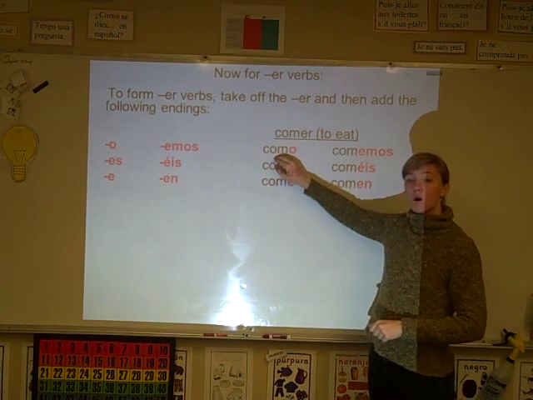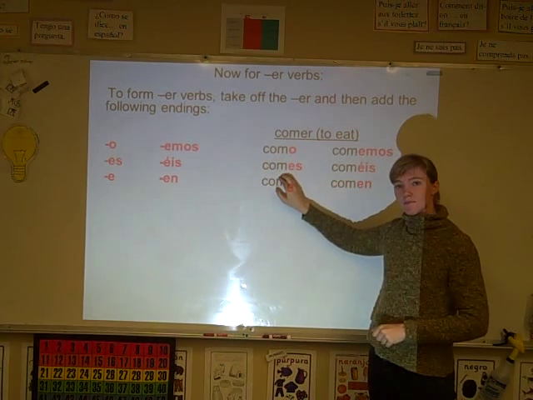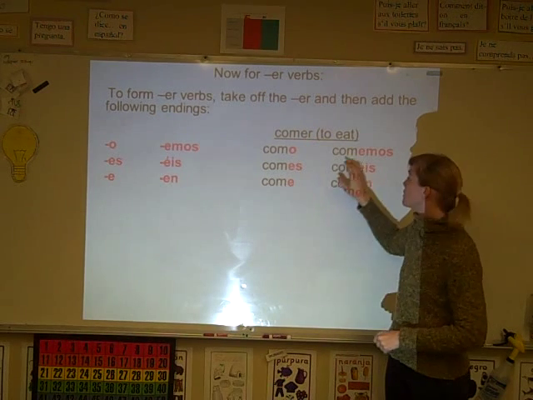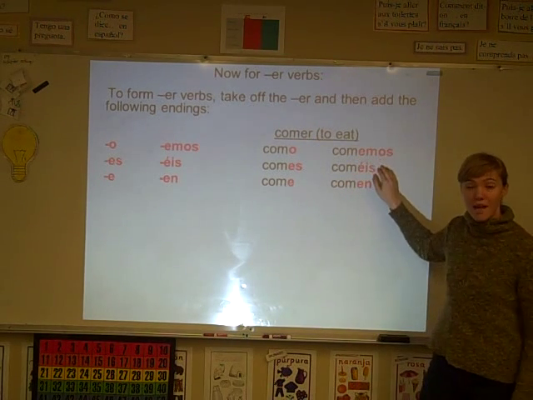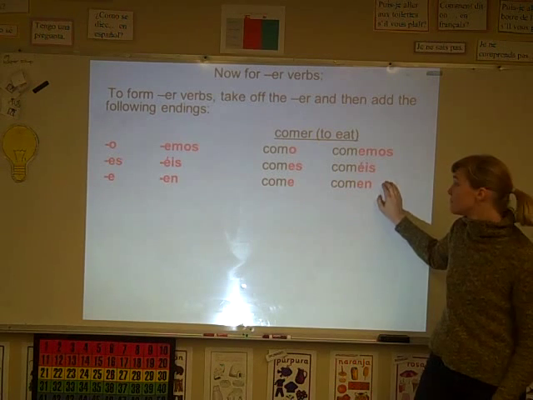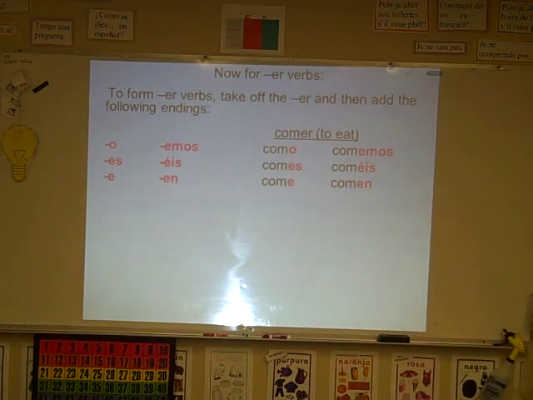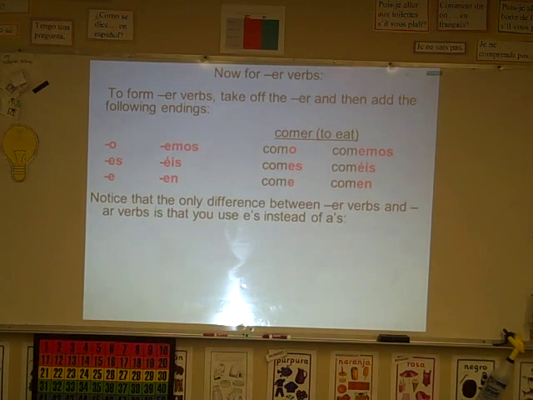Okay, so let's repeat. Como, comes, come, comemos, coméis, comen. I think that's pretty straightforward. So remember, o, es, emos, éis, en. Notice the only difference is that there are e's instead of a's. With the AR verbs, you would have had o, as, a, amos, áis, an. And with ER verbs, you have o, es, e, emos, éis, en. Okay?